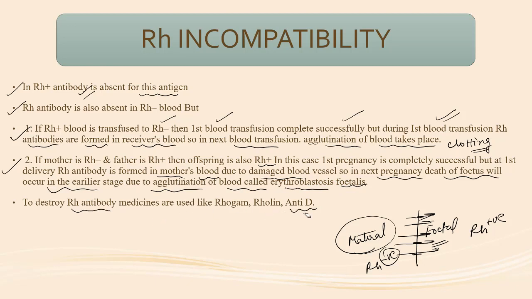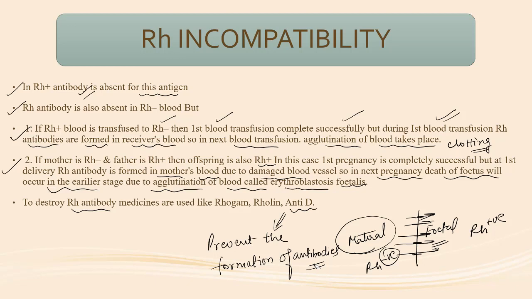To destroy Rh antibody, anti-D vaccine is given. Basically, this anti-D vaccine does not let the maternal blood make antibodies. It prevents the formation of antibodies. Understood? So this is Rh incompatibility.